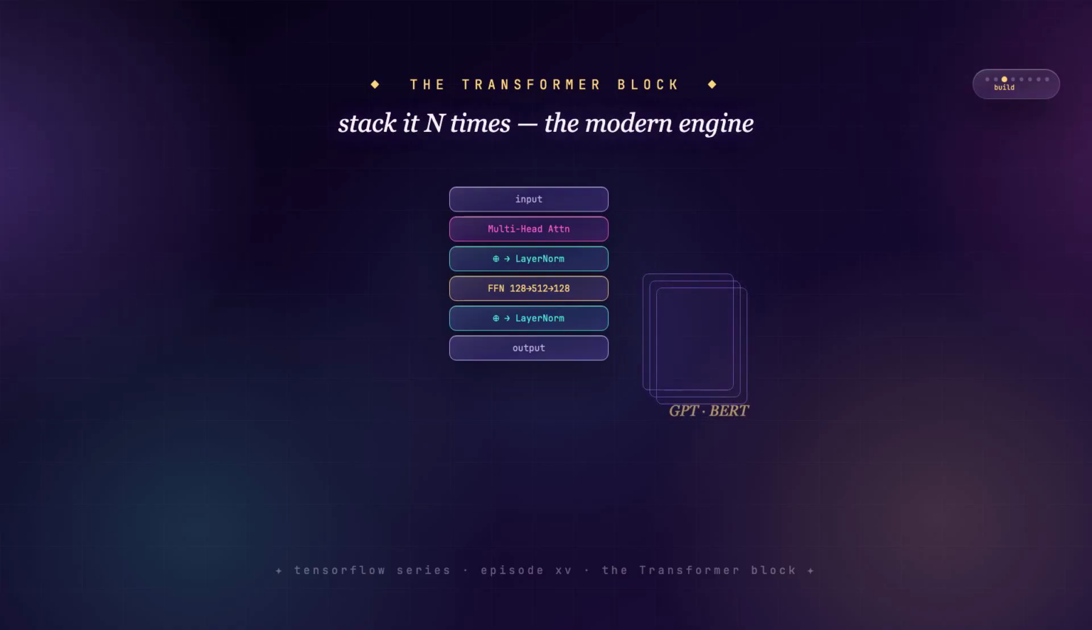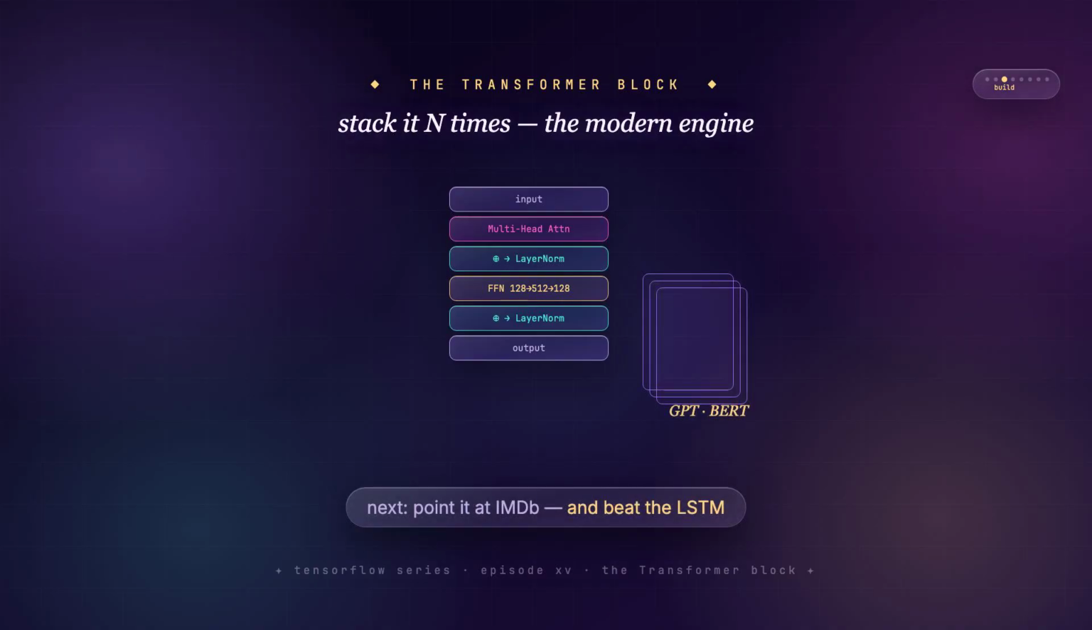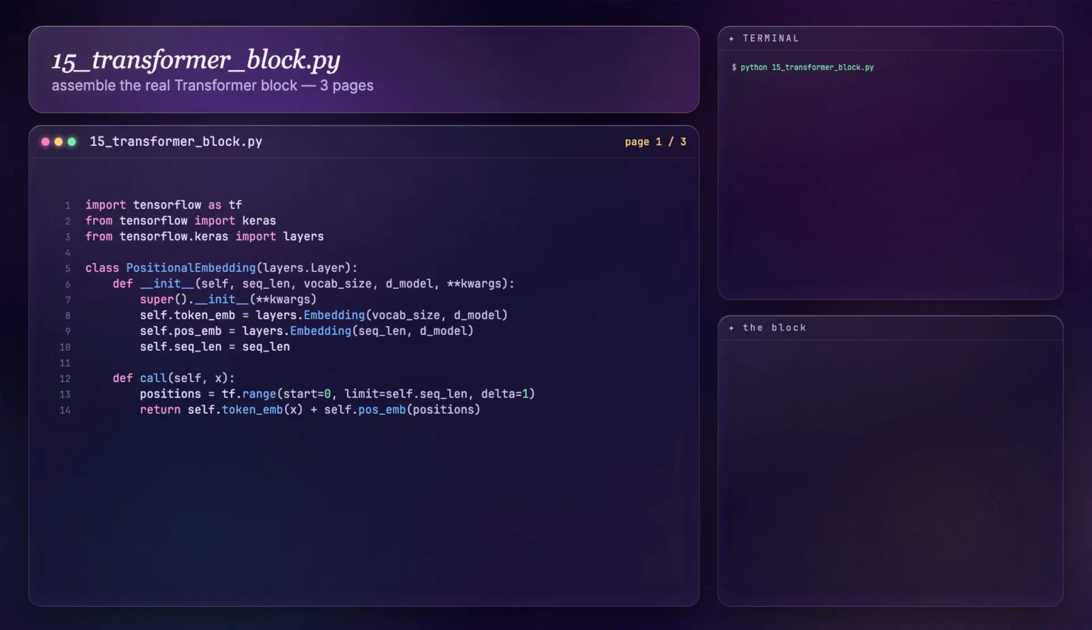Next episode, we stop drawing it and point it at IMDb and watch it beat the LSTM. Let's build it in Keras, one file, 3 pages, 2 custom layers, positional embedding and the block itself. Then we wire them with the functional API and print the shape. Keras gives us multi-head attention and layer normalization for free, so this is shorter than you'd think.